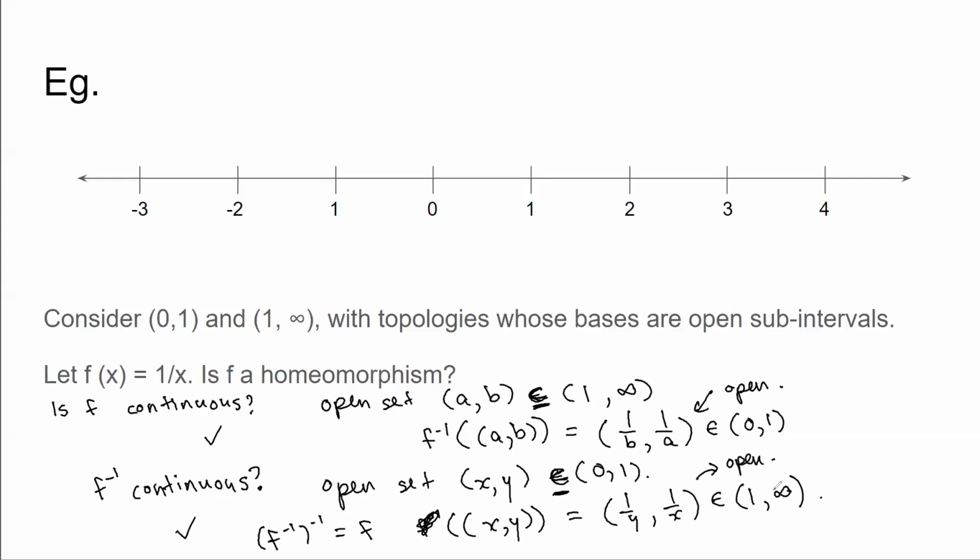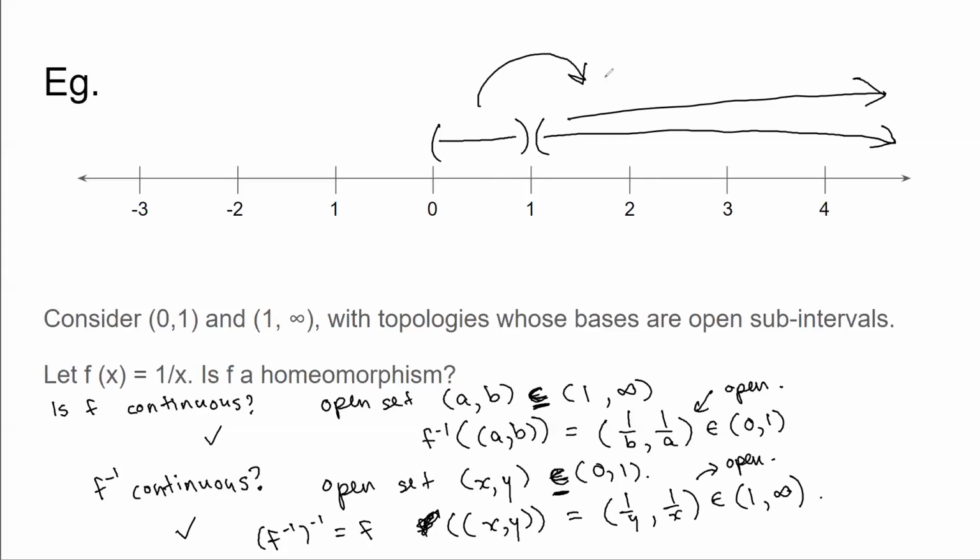So what I have here is that the set (0, 1) and the set (1, infinity) are homeomorphic. And what you can imagine is taking this set (0, 1) and flipping it over and then stretching it all the way out to infinity. And that's kind of what this homeomorphism is doing. So to some extent, what we're seeing here is that when you take a set and you stretch it, it's still the same shape.